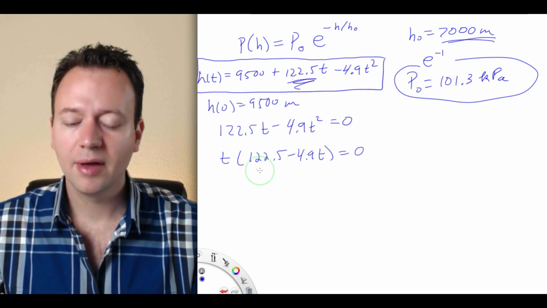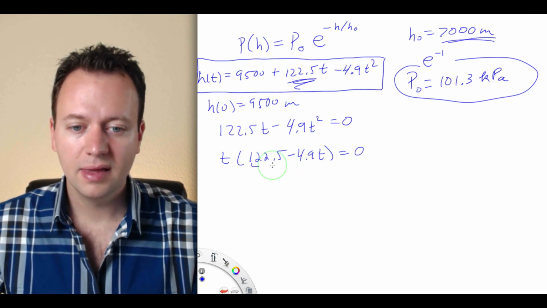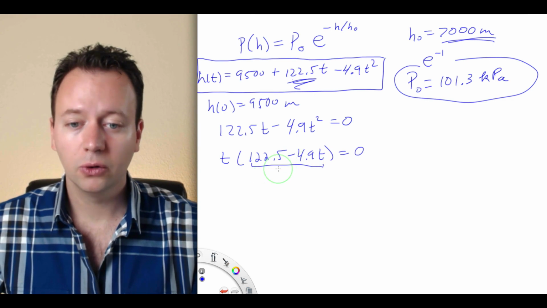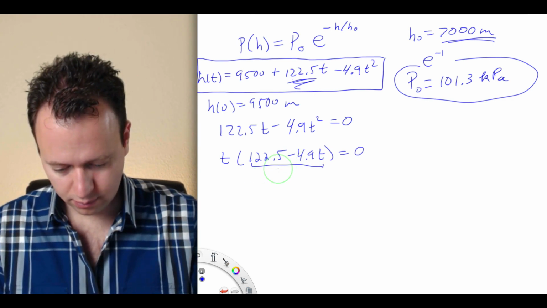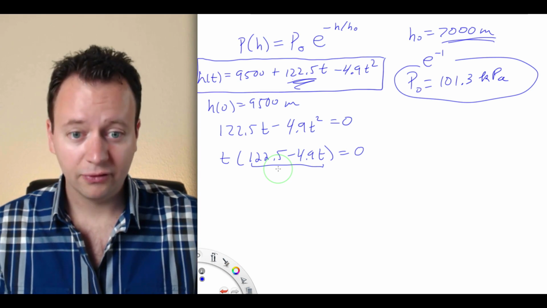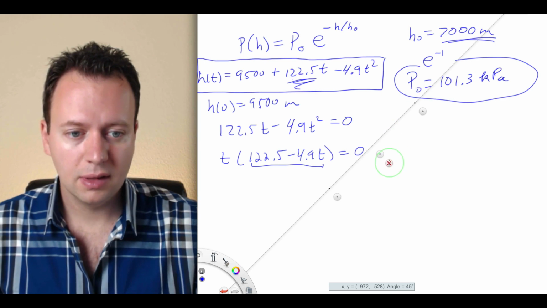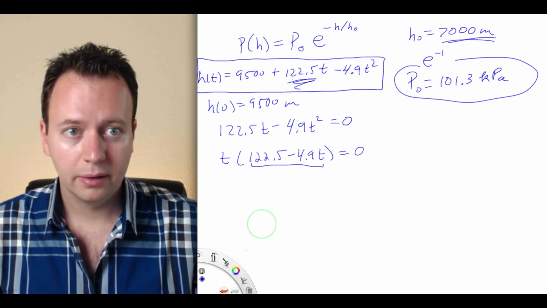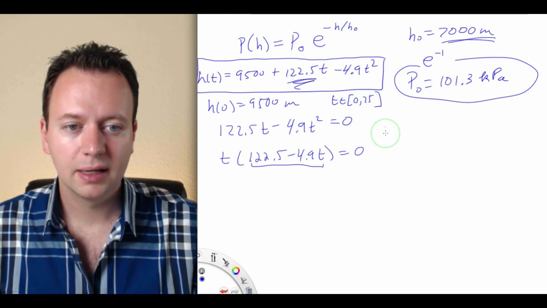So the second time at which h of t is equal to 9,500 is when this is equal to 0. So t is equal to 122.5 over 4.9, and that's after 25 seconds. So this will go for t from 0 to 25 seconds.